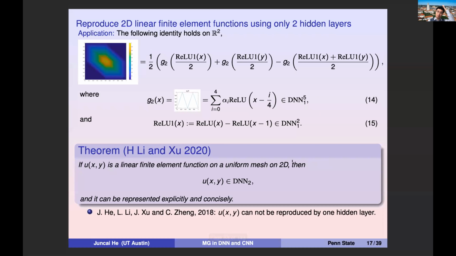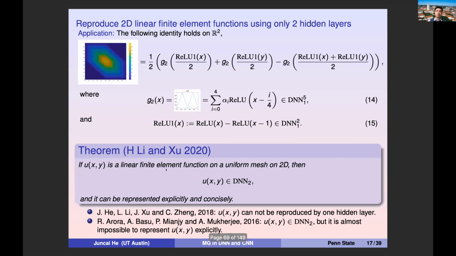So here, this is a remark. Originally, we have the result that this finite element on 2D cannot be reproduced by this wide hidden layer. And also we know that if we go deeper, in our original result we prove that for this case, we need at least 4 layers to represent this function. And this Aurora result says that, okay, actually you can just have 2.